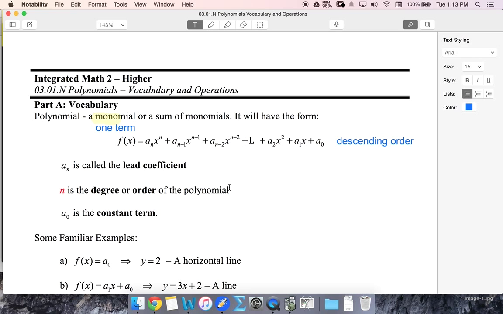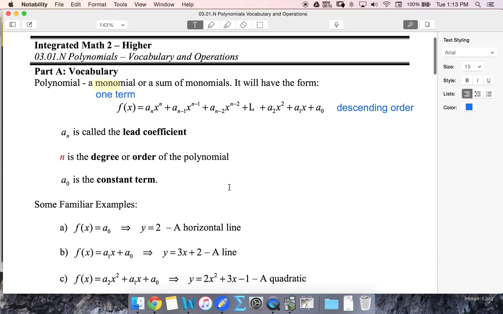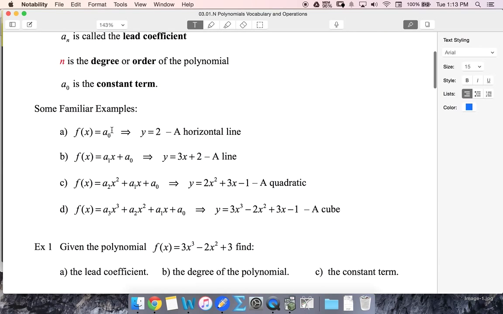We've got a lot of different kinds of polynomials. When f of x is just equal to a number, like y equals 2, that makes a horizontal line. If we have a first order polynomial or first degree polynomial, then we have a line. So this is first degree. Second degree makes a quadratic. And third degree makes cubic.